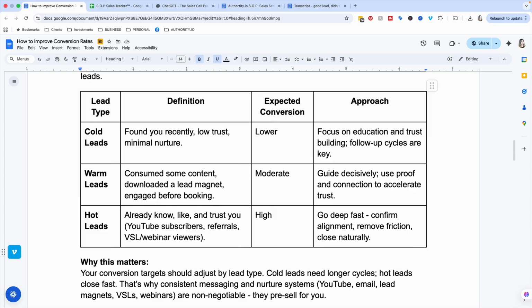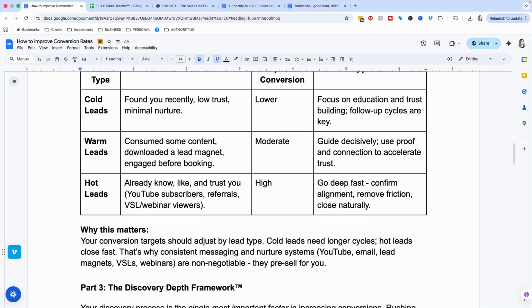So cold leads means they found you recently, potentially. They have low trust and they have minimal nurture. So the expected conversion for a cold lead is a lot lower, and the timeline for them to become an actual client is longer. So the sales cycle to go from cold lead to close tends to be longer. So the approach is focus on education and trust building through a really solid discovery process, and create follow-up cycles for these kinds of leads, because if you don't, you're going to miss out and they're just going to move on to the next thing.